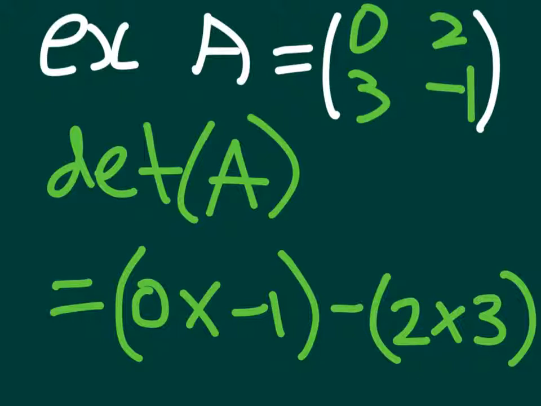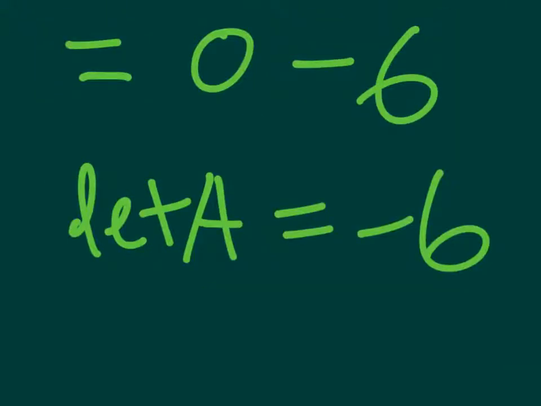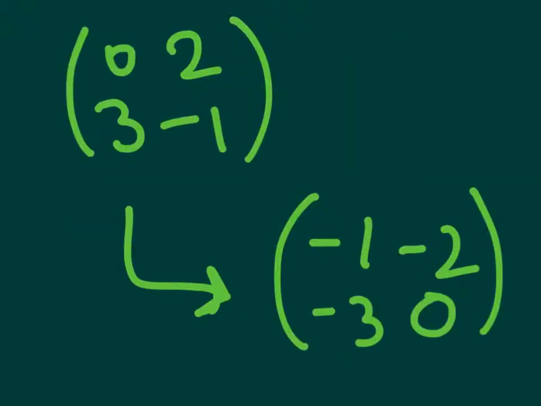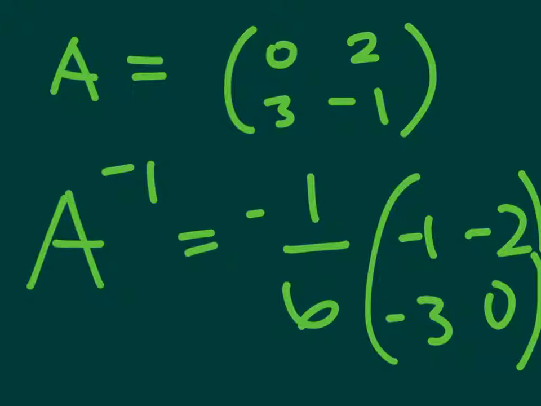In this example, to work out the determinant, you multiply 0 and minus 1, and then minus that by 2 times 3. The determinant now equals minus 6. You then rewrite the original matrix like so, swapping the 0 and minus 1 and changing the signs of 2 and 3. You then multiply the new matrix by the reciprocal of the determinant.